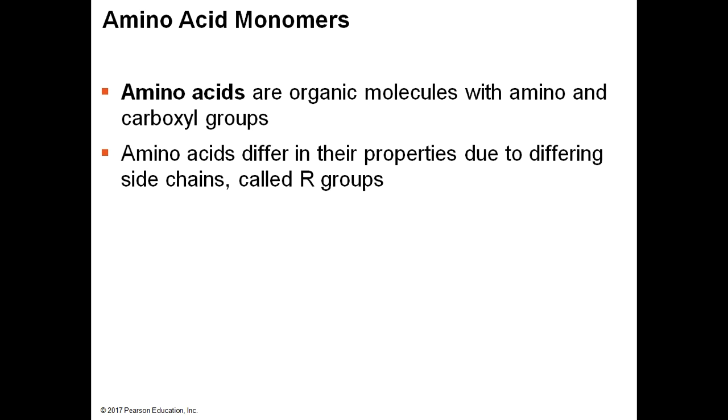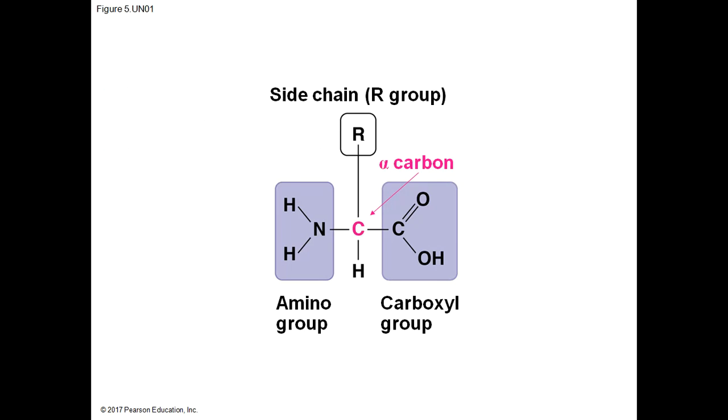Now, the amino acids are organic molecules with an amine and carboxyl group, as I previously mentioned. Amino acids differ in their properties due to the differing side chains, which are known as the R groups or functional groups. So again, you have the amine group on the left side, you have the carboxyl group on the right side, and you have your side chain or R group off the central carbon.